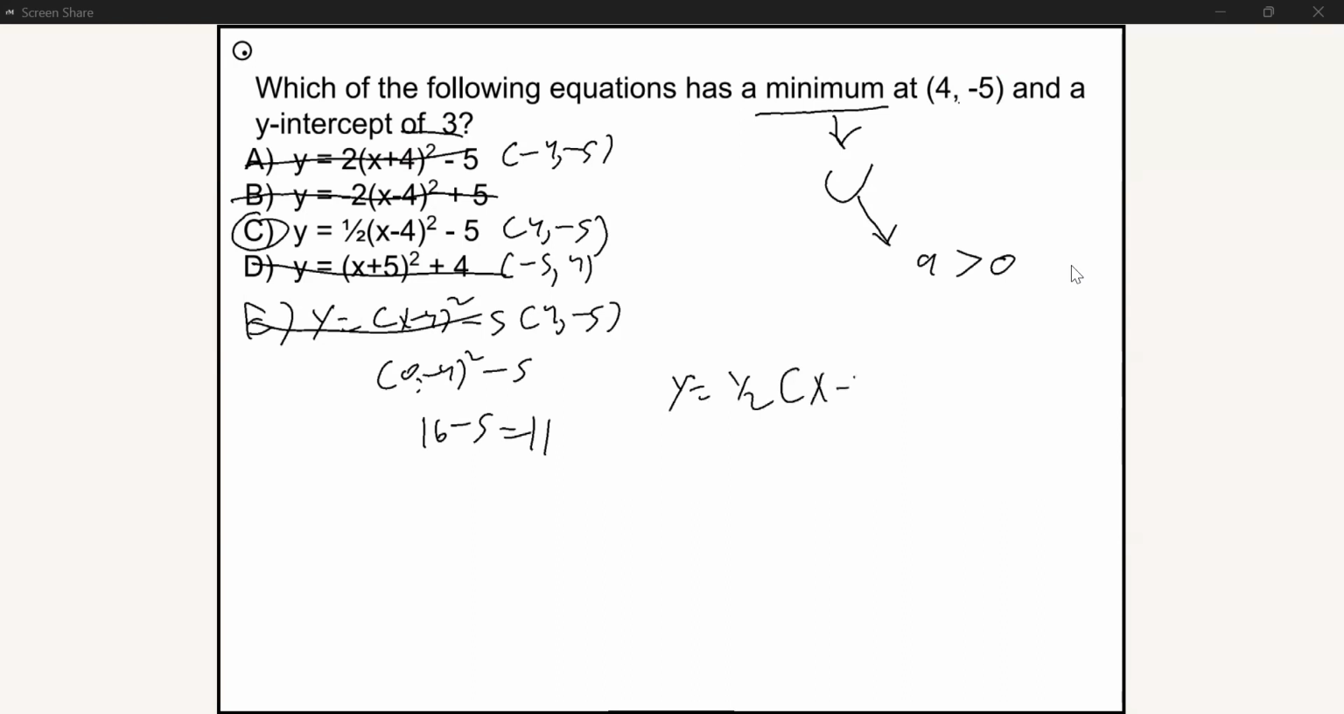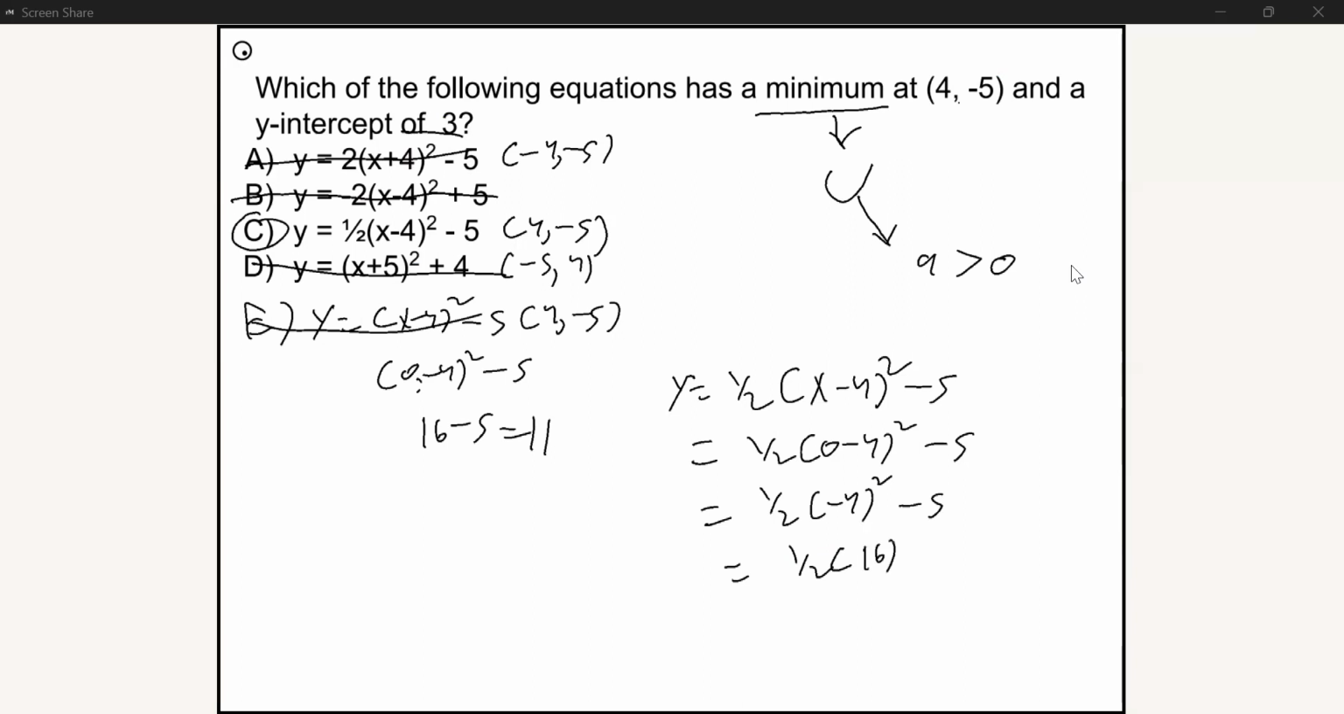But now let's do C. 1/2 times x minus 4 squared minus 5, so 1/2 times 0 minus 4 squared minus 5. So that's going to get us 1/2 times -4 squared. Negative times a negative will be positive, so it's going to be 16. So 1/2 times 16 minus 5, and that's going to get us 8 minus 5. That gets us 3. So that just shows what we already know, right? Which is that C is the correct answer.